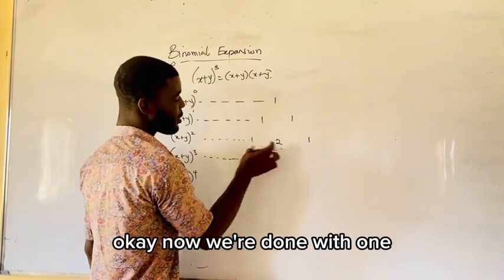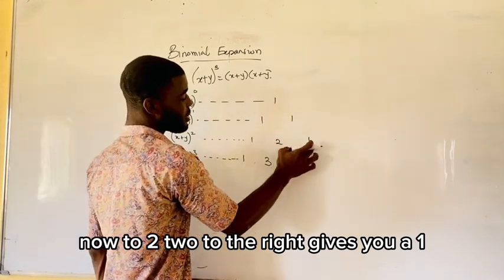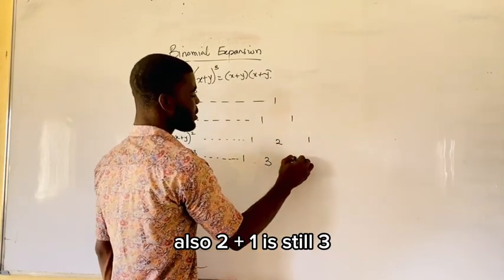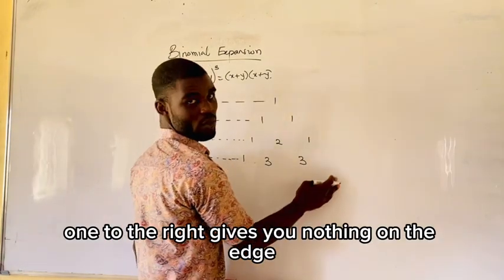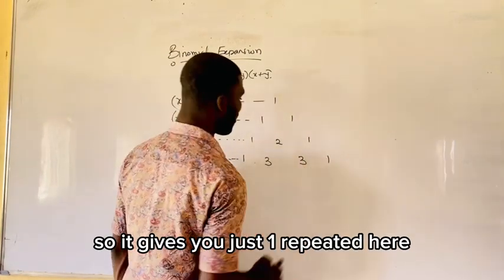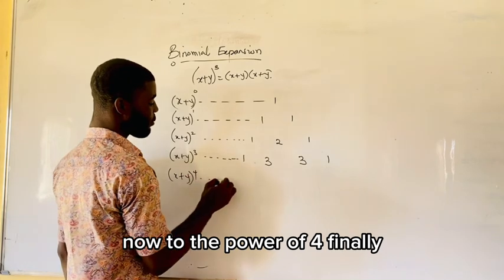Okay, now we're done with 1. Now to 2. 2 to the right gives you a 1 also. 2 plus 1 is still 3. Alright, we're done with 2. Now to the left, 1. 1 to the right gives you nothing on the edge, so it gives you just 1 repeated here. Now to the power of 4 finally.